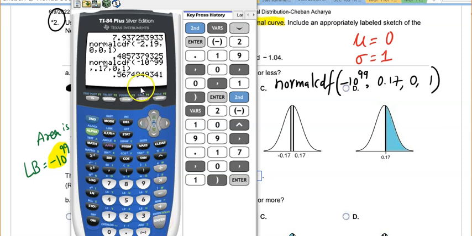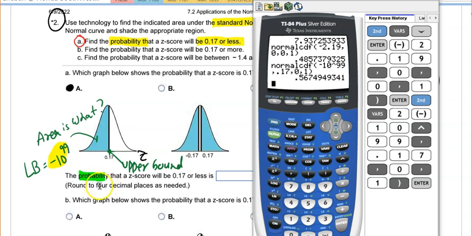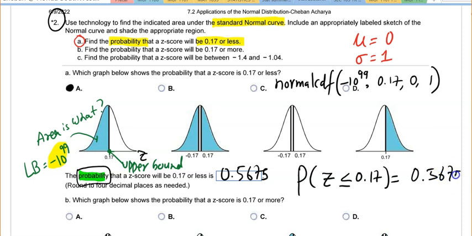That's the area, 0.5674. But if you round it to 4 decimals, you get 0.5675, right? That's the area. We also call this the probability. And we write it like this: probability of z-score less than or equal to 0.17 equals 0.5675. That's another way we write it.